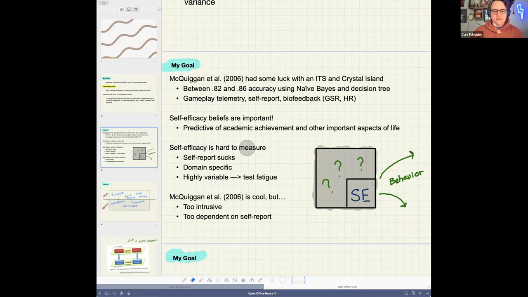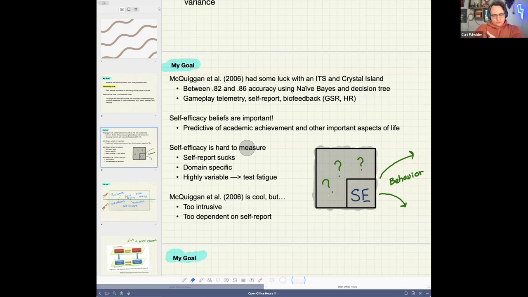I just found recently this McQuiggan 2006. They did basically what I'm wanting to do with an ITS, an intelligent tutoring system, and Crystal Island. They use naive Bayes and decision trees. They got around between 82 to 86 accuracy. They were using gameplay telemetry, self-reports, and biofeedback. So really cool to read about, very impractical to implement, but still exciting. You know, who doesn't like biofeedback data?